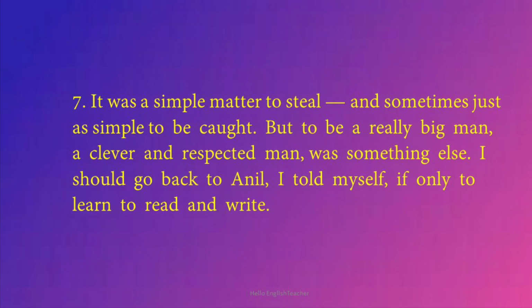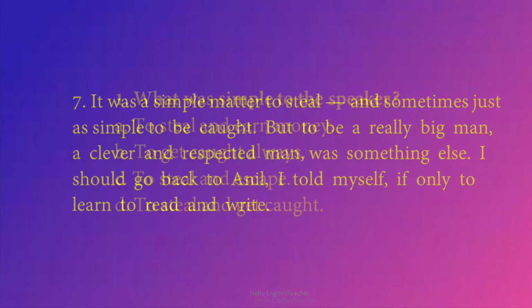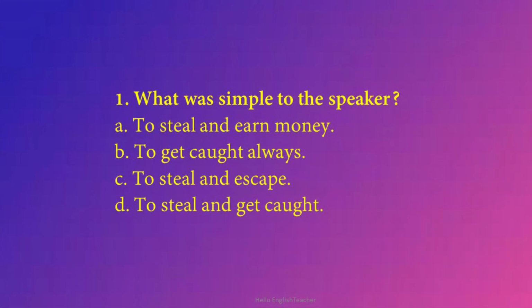It was a simple matter to steal, and sometimes just as simple to be caught. But to be a really big man and a clever and respected man was something else. I should go back to Anil, I told myself, if only to learn to read and write. So let's look at question number 1. What was simple to the speaker? To steal and earn money, to get caught always, to steal and escape, to steal and get caught. So the answer is D, to steal and get caught.